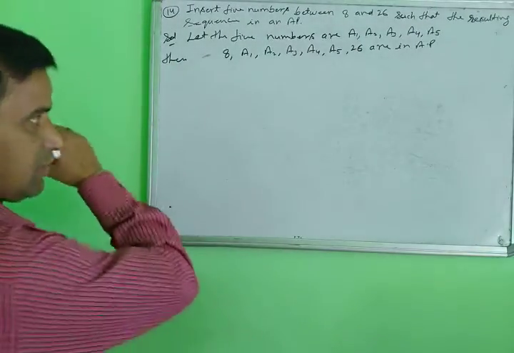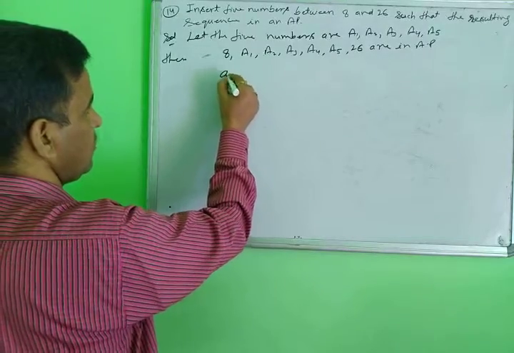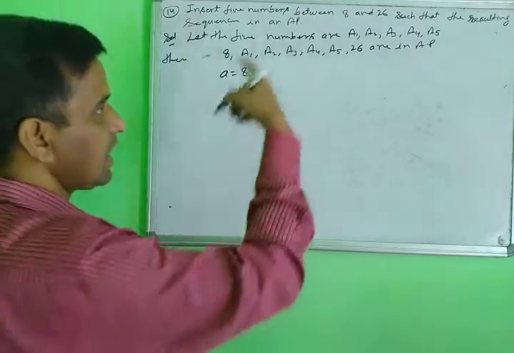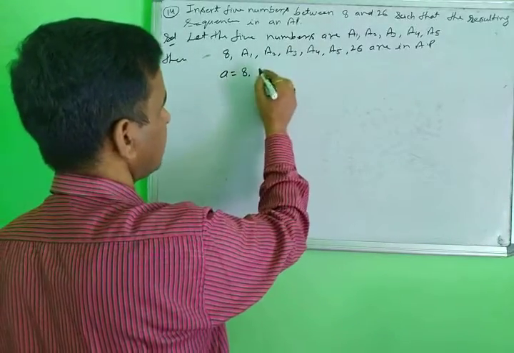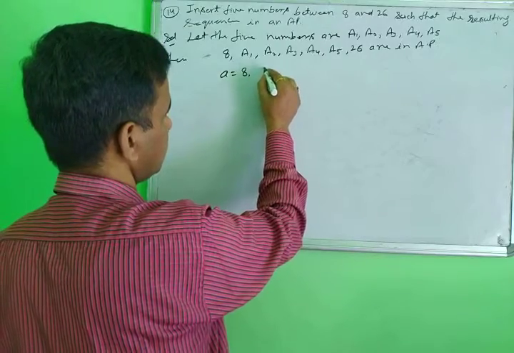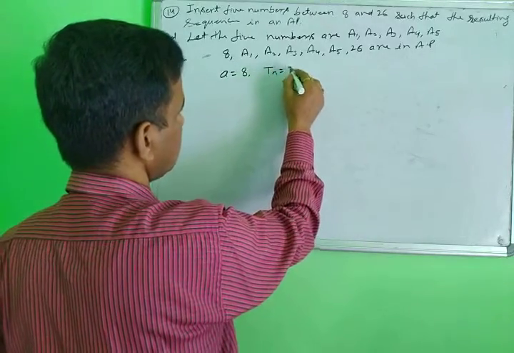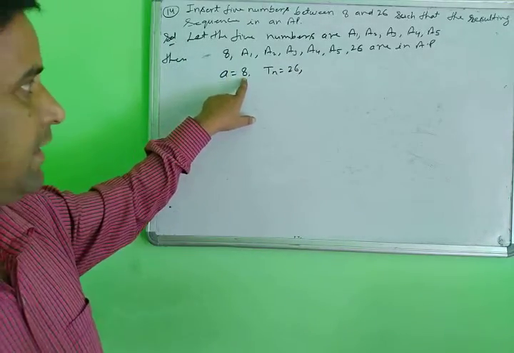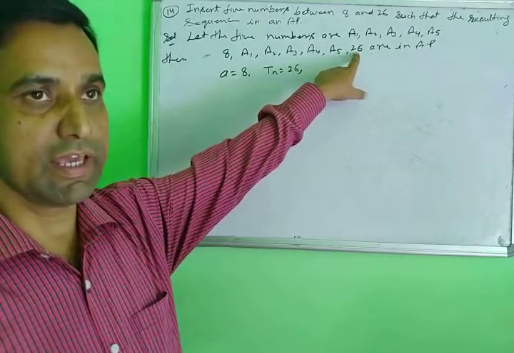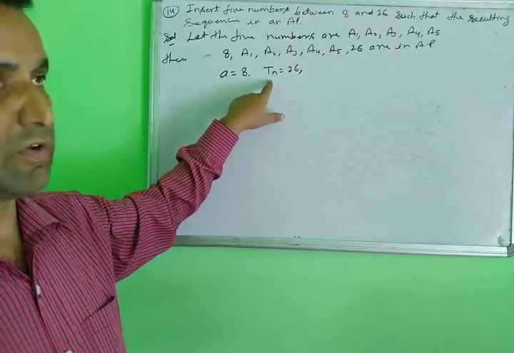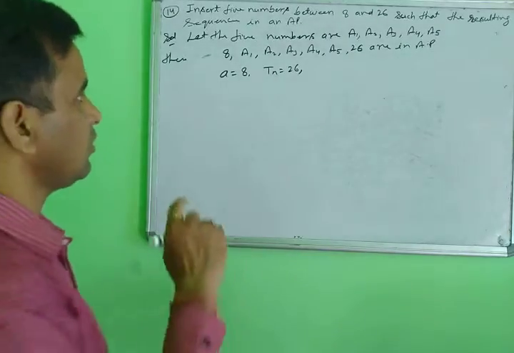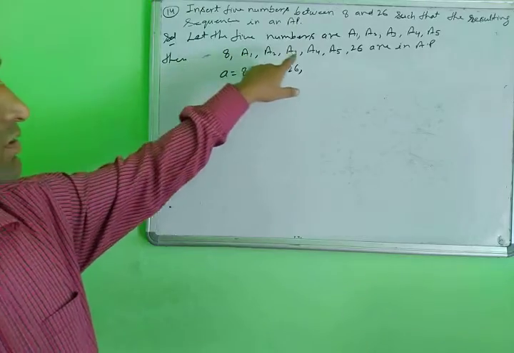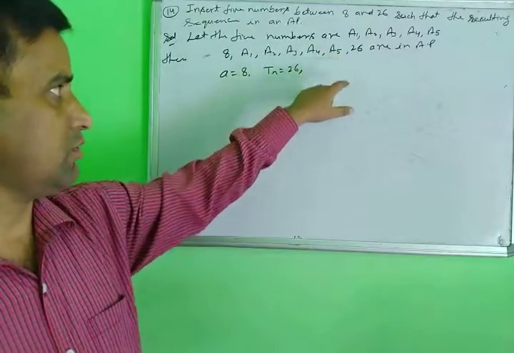You know the first number, the value of A is 8. And the last number, this is Tn, the value of Tn is 26. The value of the first number is called A, and the last number is called Tn, or you can say An. And what is the value of D? D is not found directly, because if you subtract these two numbers, the answer will not come. So you will find D.